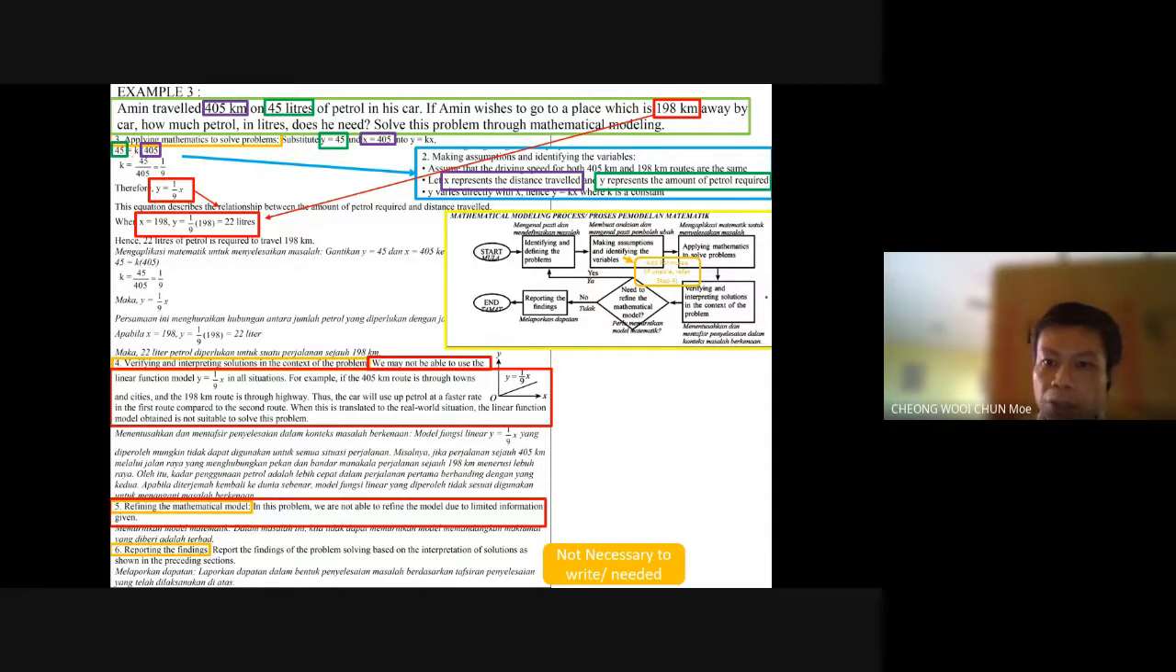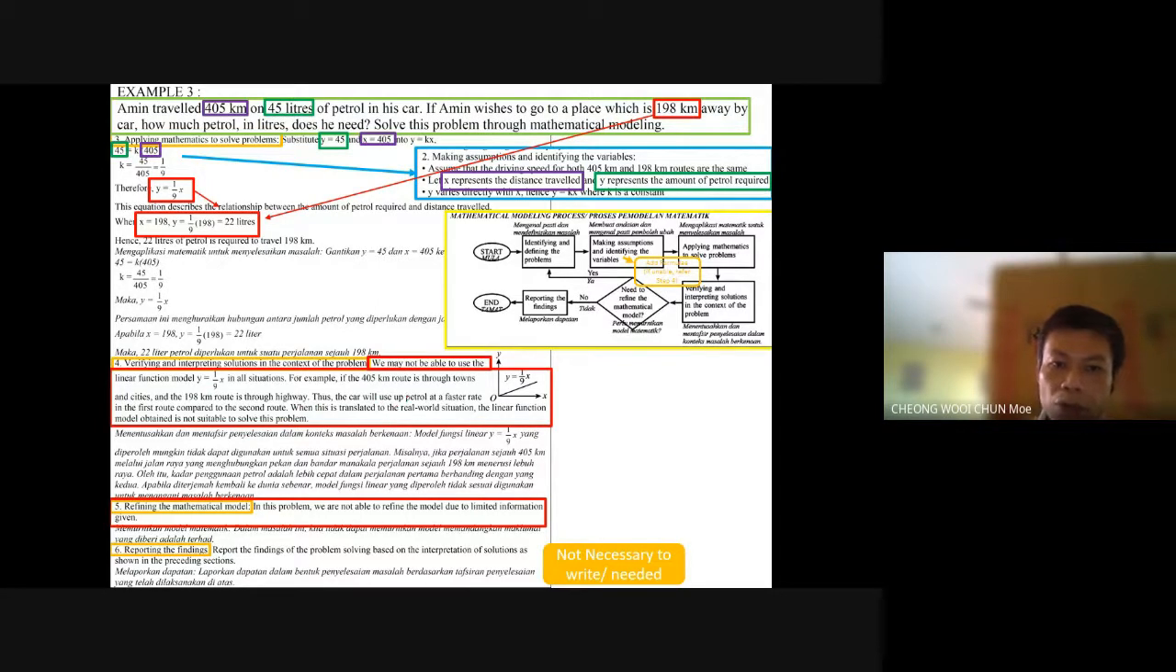After step 3, we proceed with step 4, verifying and interpreting solutions in the context of the problem. We may not be able to use the linear function model y equals 1 over 9 x in all situations. For example, if the 405 kilometer route is through towns and cities and the 198 kilometer route is through the highway, the car will use up petrol at a faster rate. On the highway, the road is smooth, you seldom brake, and you just accelerate, then at constant speed you use up less petrol. If you are going through towns and cities, you always brake, and then you have to press the fuel again, and then brake, and then press the fuel again. Maybe you hit a bump, you have to brake, and with more traffic you will use up more petrol. That is the understanding.